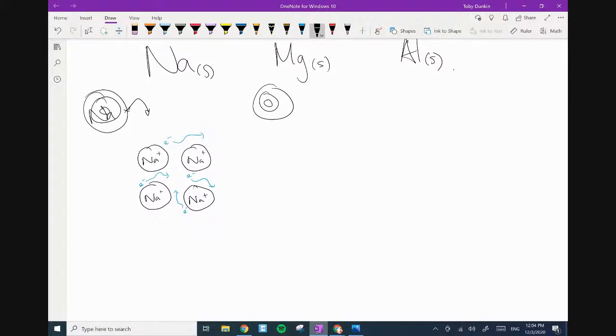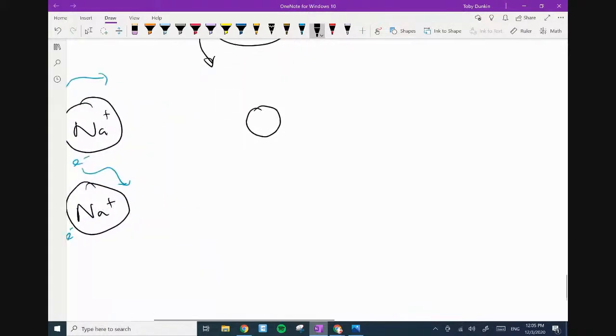Same shielding. These guys here have the same shielding, but magnesium has more protons. But now the magnesium is going to lose 2 electrons to the C. So it's going to become smaller. Mg2+ ion. Let's draw 4 of them. Mg2+, Mg2+, and Mg2+.